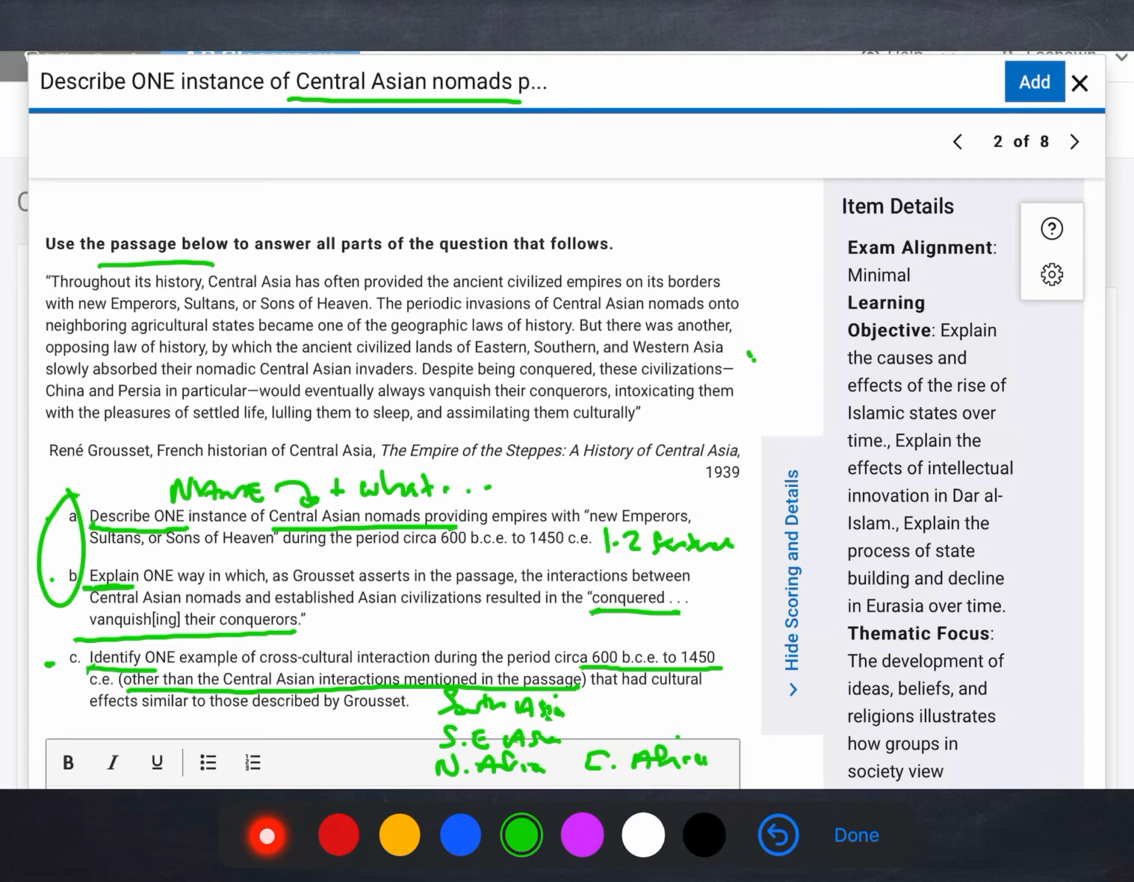This is going to be our chunky one. This is our heavy hitter. Because not only do you have to be able to identify and explain it, you also have to show how it's similar to the cultural effects. Remember, cultural, religious, art, architecture, way of living, dress, and so on. That is being shown in the passage. That one's pretty complex. So good luck.